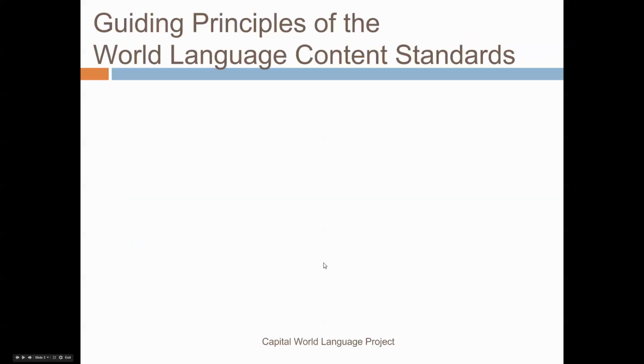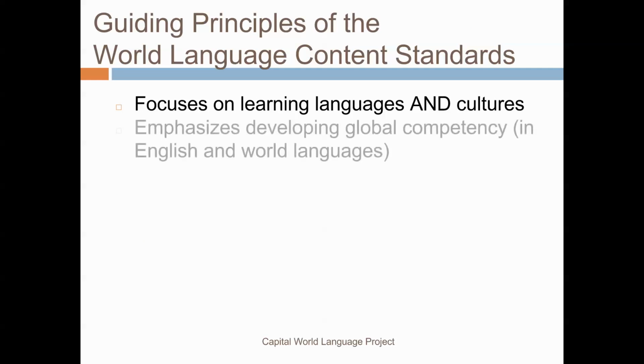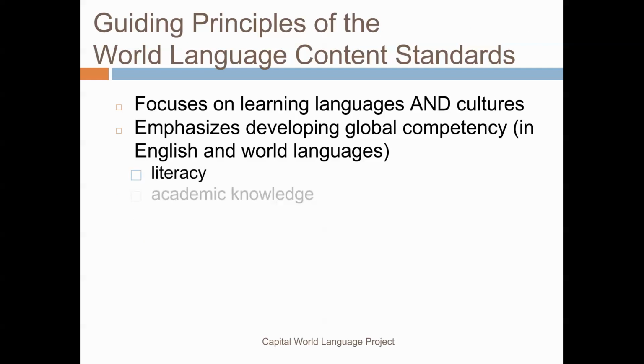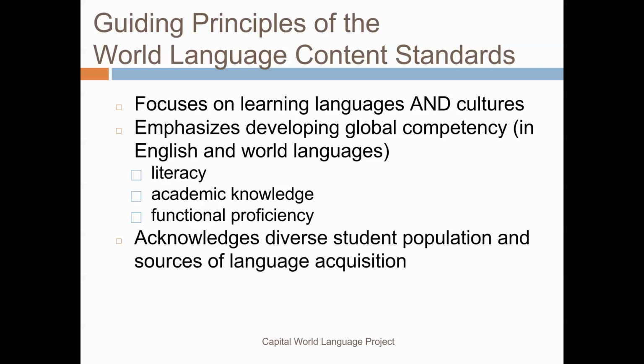There are also several guiding principles of the World Language Content Standards. When the team of California World Language teachers got together to write these standards, here are some of the things they kept in mind and built into the way the document is written and structured. First of all, the document focuses on learning languages and cultures. It also emphasizes developing global competency in both English and world languages, including literacy, academic knowledge, and functional proficiency in the target language. The document also acknowledges diverse student population and sources of language acquisition.